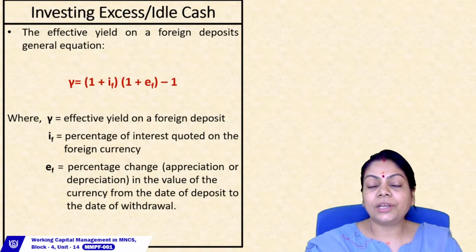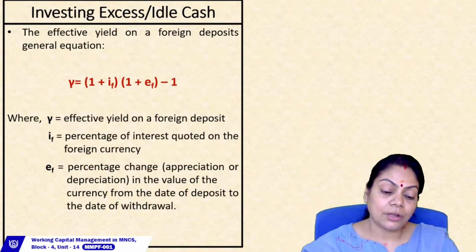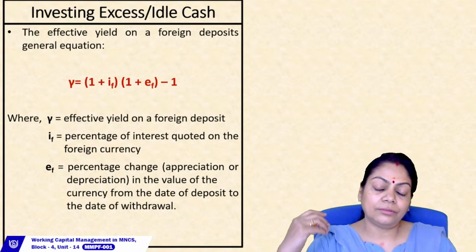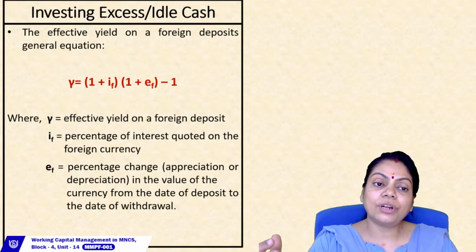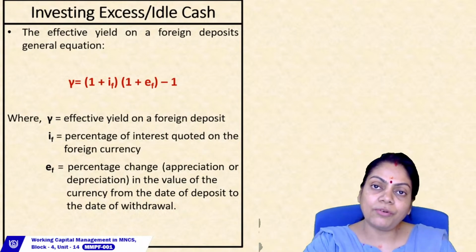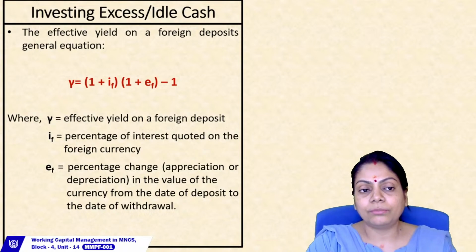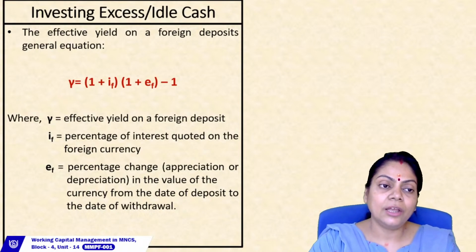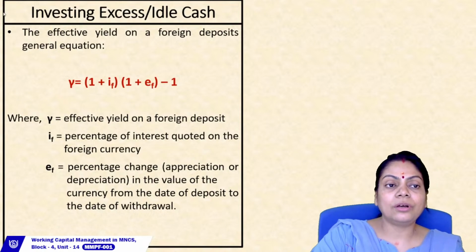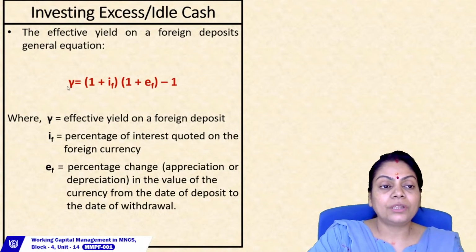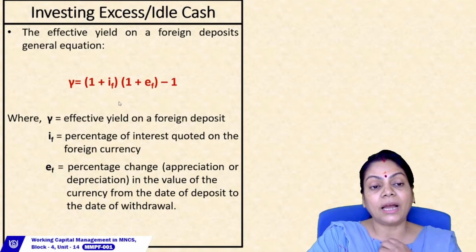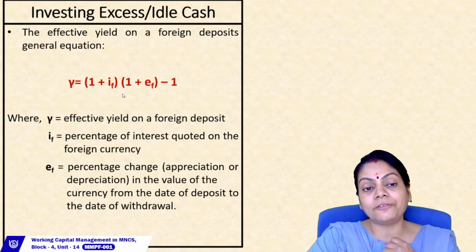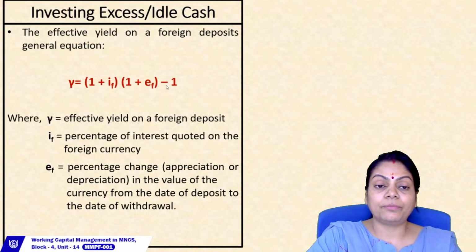Let us say I'm talking about a partner in the USA, where the currency is the dollar. Then the investment in US dollars, the rate of return, is going to be governed by their Federal Bank. Based on this understanding, we have developed a small model where the effective yield on the foreign deposit is calculated as (1 + IF) × (1 + EF) − 1.